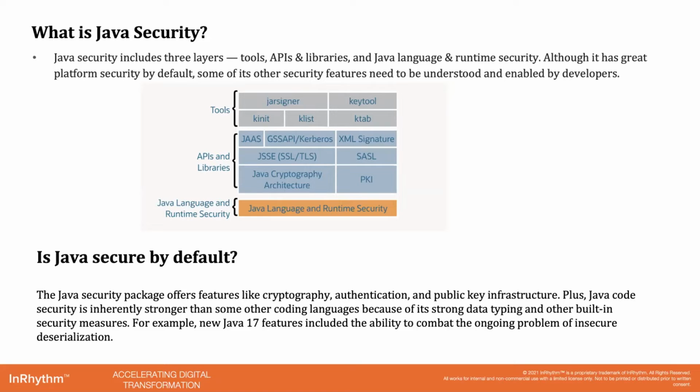The next is our APIs and libraries. The APIs allow for multiple interoperable implementations, such as for algorithms and other security services. Services are implemented in providers, which are plugged into the JDK through a standard interface that makes it easy for applications to obtain security services without having to know anything about their implementation. That's cool, right?